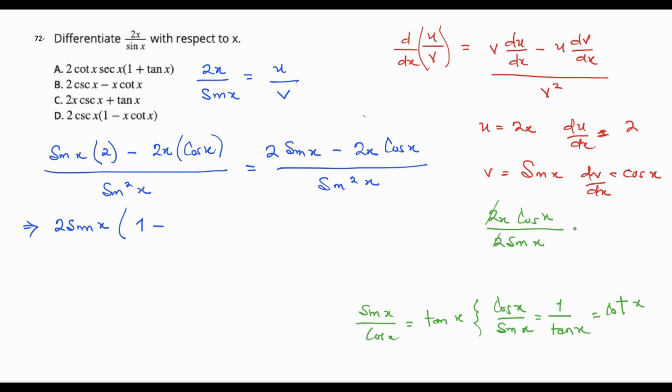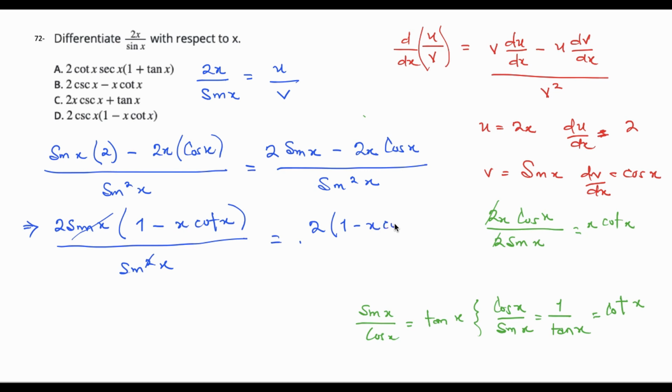So what we have here is simply this x, and then cos x over sine x is equal to cot x. So this is going to be equal to 1 minus x cot x, all divided by sine squared x. So from here, sine x can cancel out. We have sine x times sine x here, so we can cancel out one of the sine x's. So we have 2 multiplied by 1 minus x cot x divided by sine x.